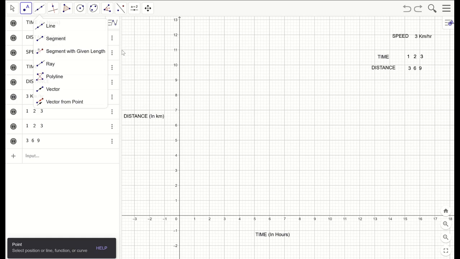Good morning, students. So, today let's start our class by plotting a graph on GeoGebra. You may use a graph paper also for the same.